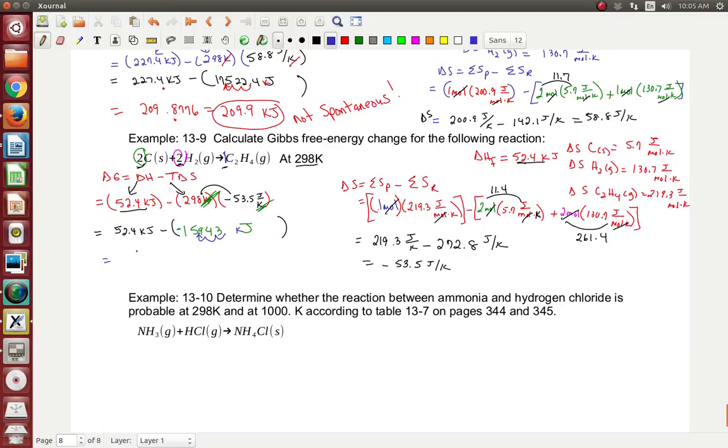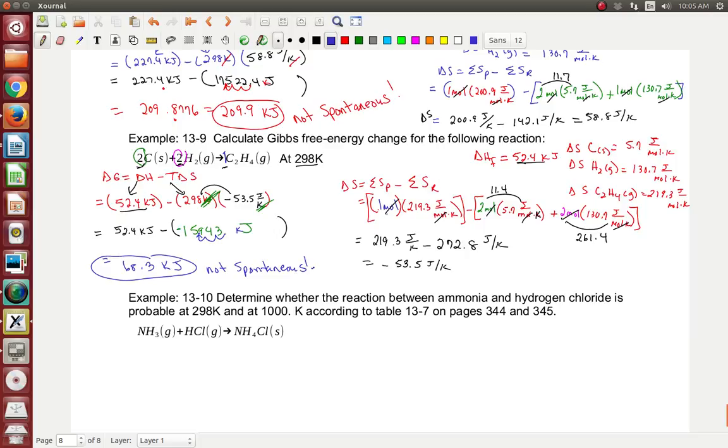And that final value ends up being 68.3 kilojoules. That's after we go ahead and adjust. So now it's a positive delta G. It is not spontaneous.